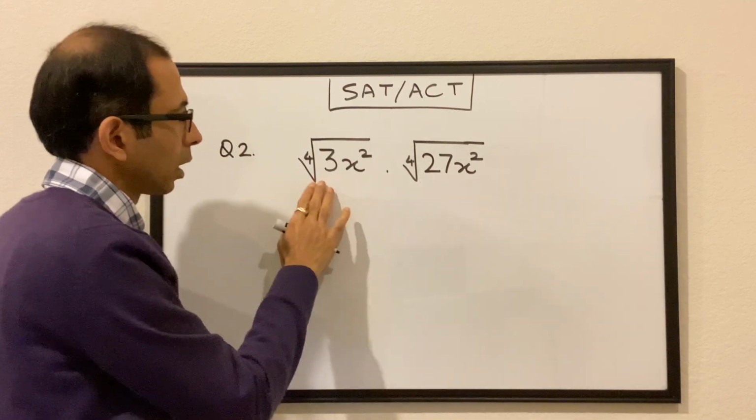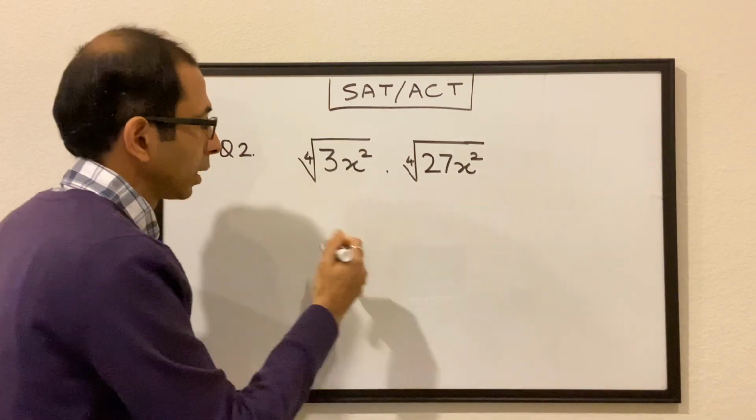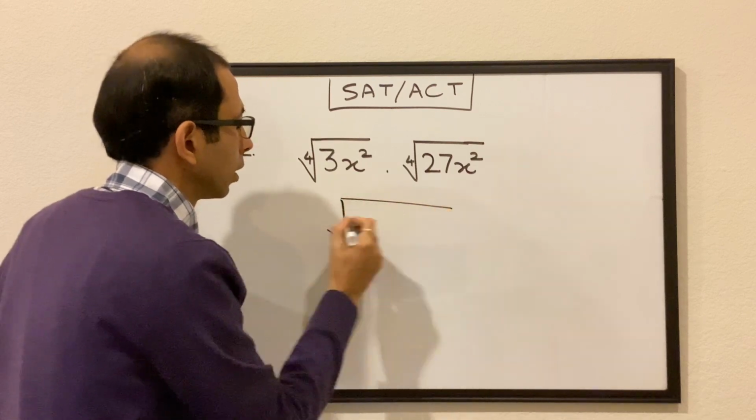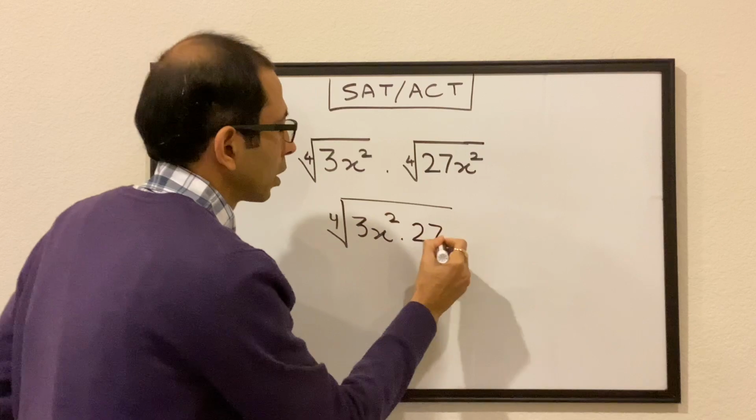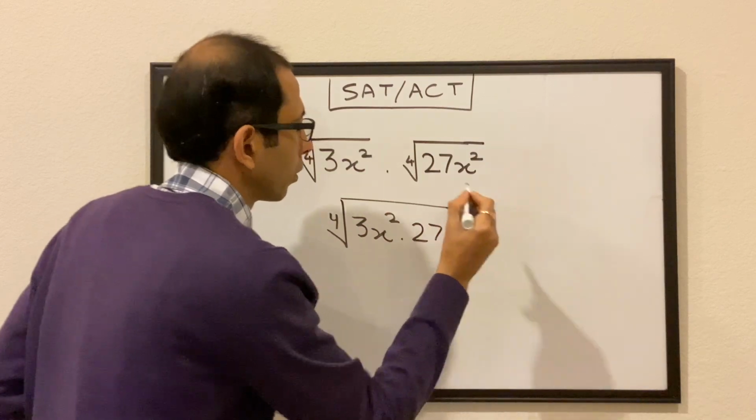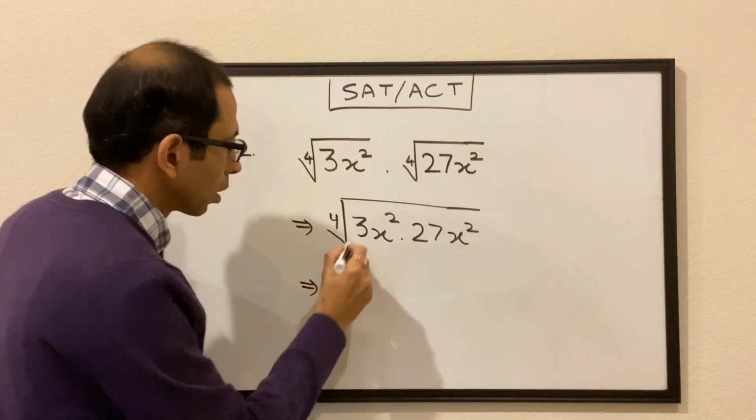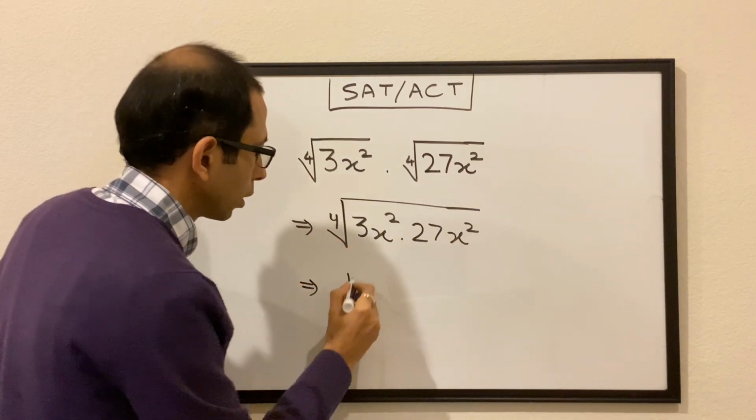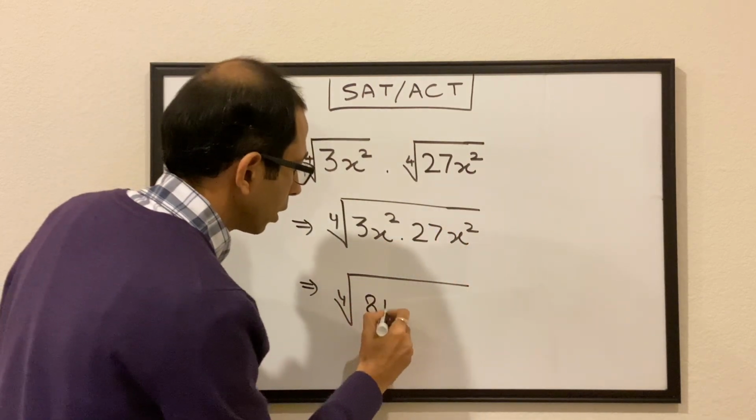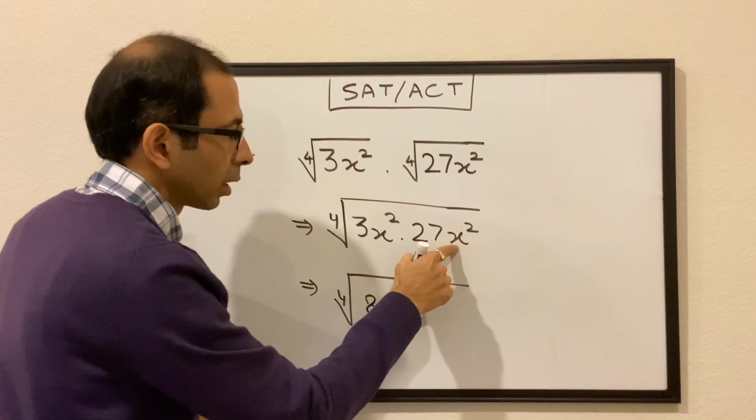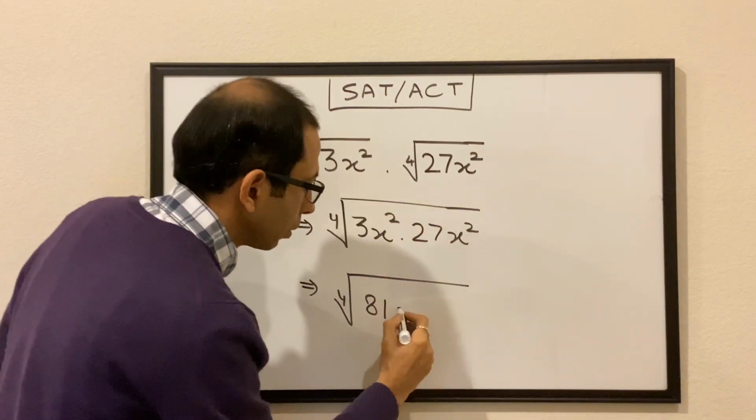Both of these terms are the same root. This is also the fourth root and this is also the fourth root, so we can combine them and we can write it as 3x square times 27x square, right? We can simplify the term inside the fourth root. So 3 times 27 is 81. X square times x square, we got to add the power, so 2 plus 2 is 4, so it will be x to the power of 4.